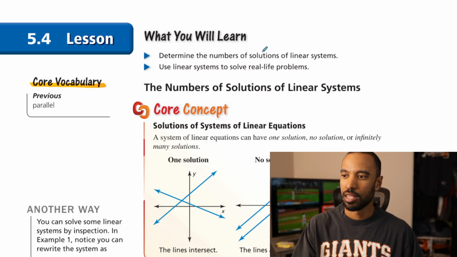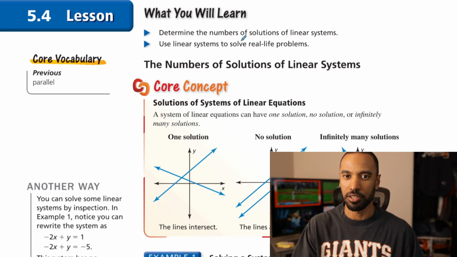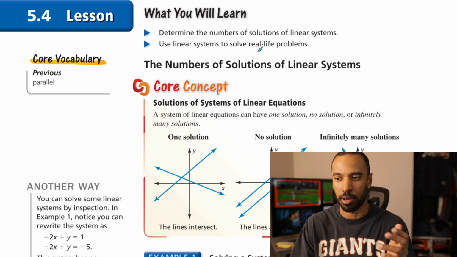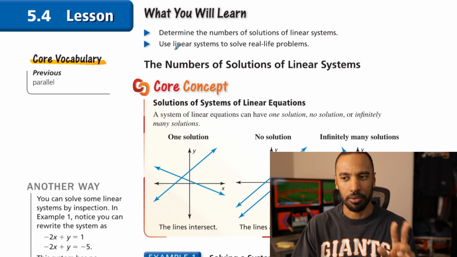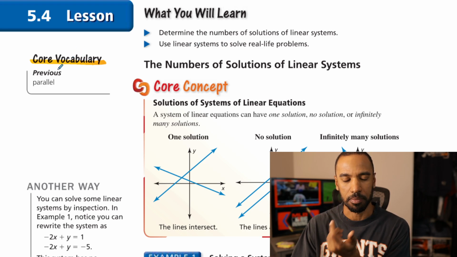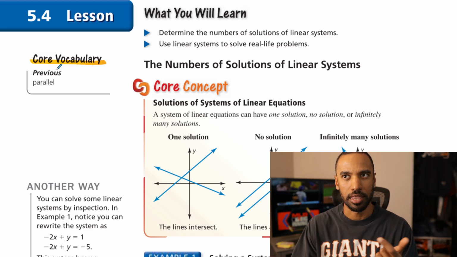We're going to determine the number of solutions of linear systems and use linear systems to solve real-life problems, word problems here again. I'm curious as to how the no solution or infinite number of solutions cases work for the special cases on these. The previous phrase is parallel, and something that we actually did within chapter, I think it was chapter 4, that we started first talking about parallel lines.